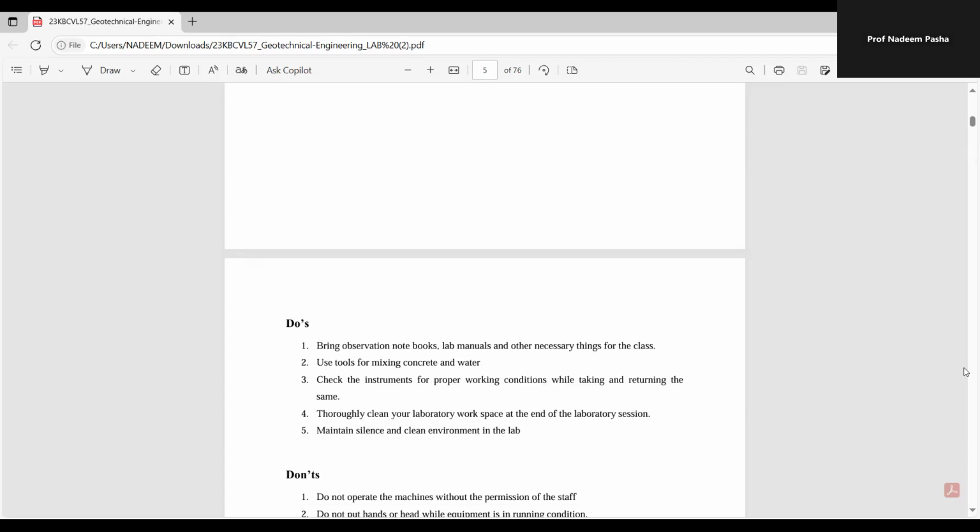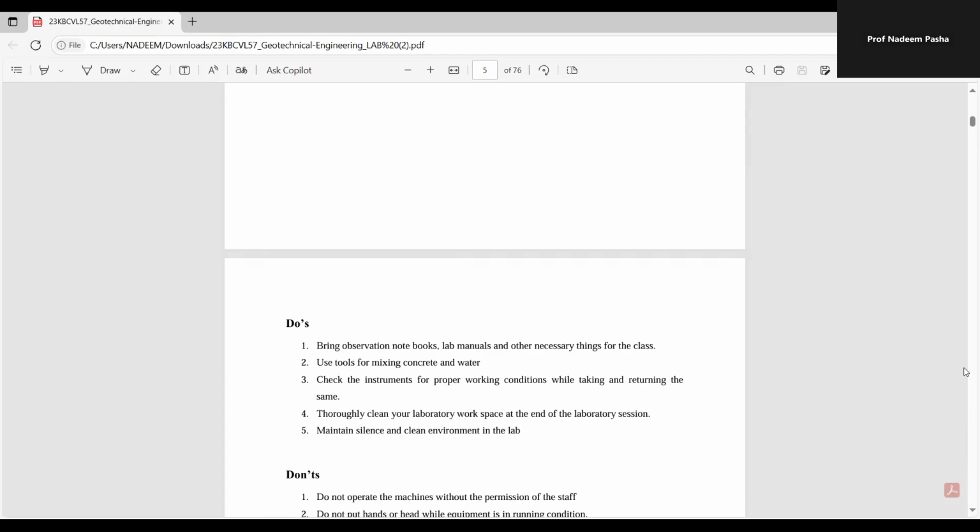So what are the things the student should do? They should bring the observation notebooks, lab manuals, and other necessary things for the class. Use tools for mixing soil and water. Check the instruments for proper working condition while taking and returning the same. Thoroughly clean your laboratory workspace at the end of the laboratory session.